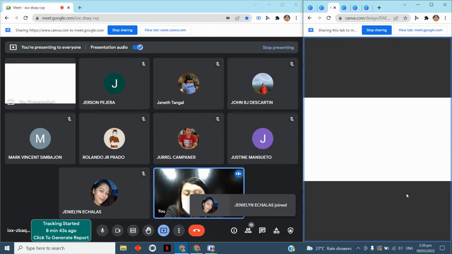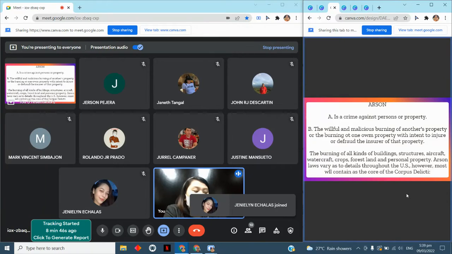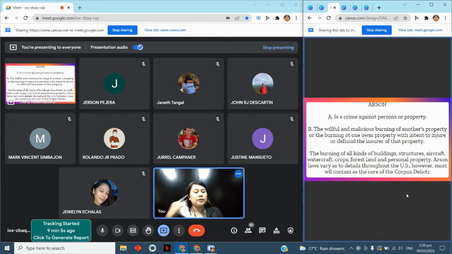How do we know if it is arson? Arson is a crime against a person or a property. Usually it is willful and malicious, burning the property of another person, with intent to injure the specific occupant of the building, as well as to defraud the insurer, to obtain insurance from the company with which the building was registered.